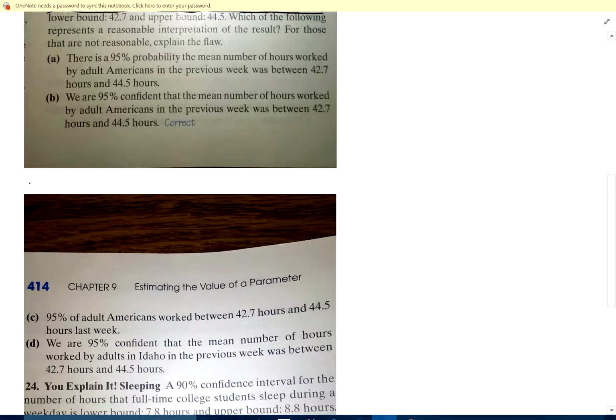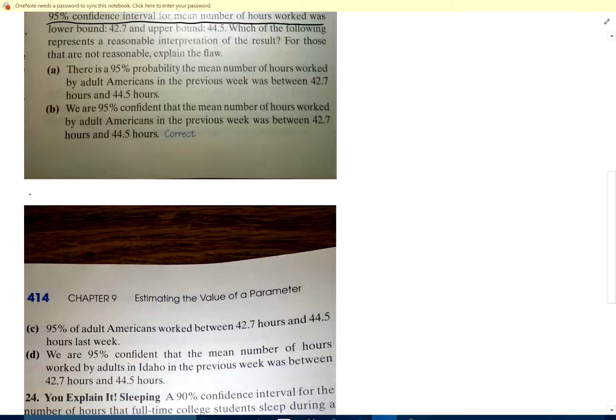Looks like I got 4 of them. And again, that's the answer because you can see that we're 95% confident the mean number of hours worked is between here and here. That's perfect. Textbook, no pun intended since there's a textbook.